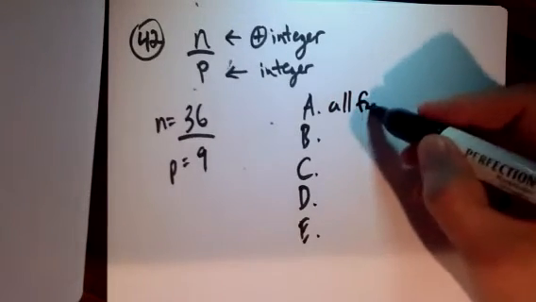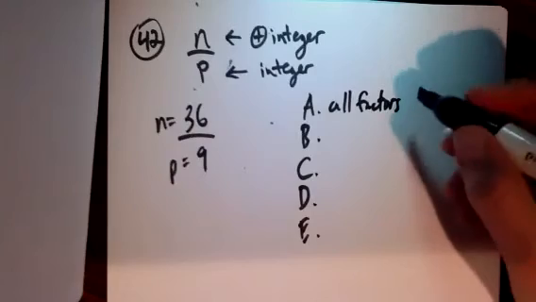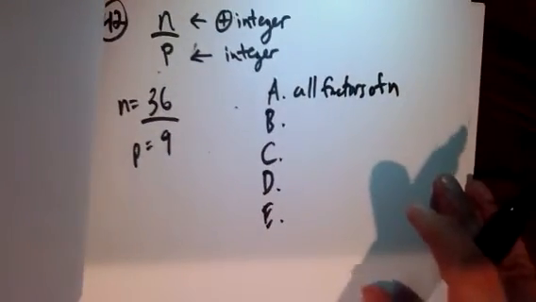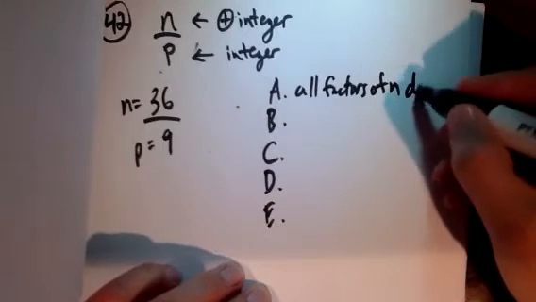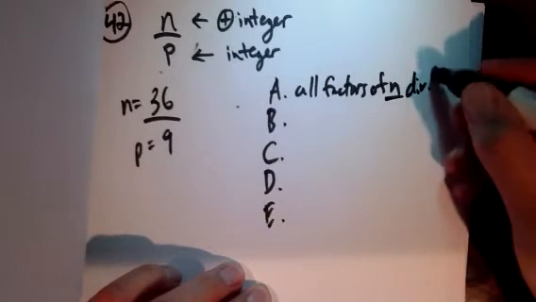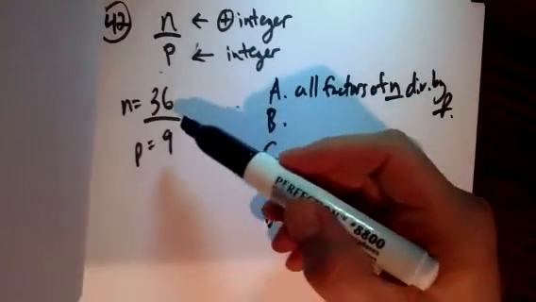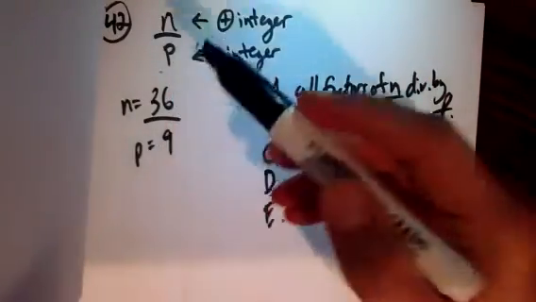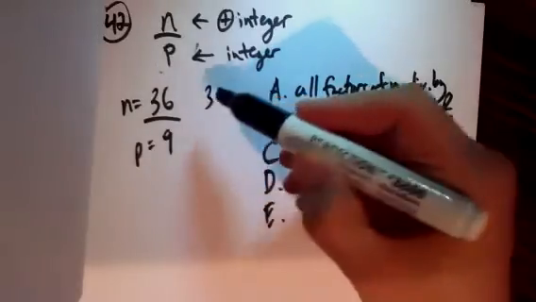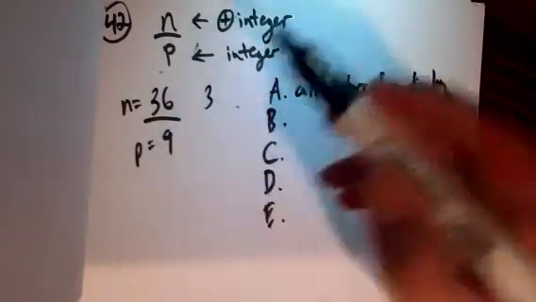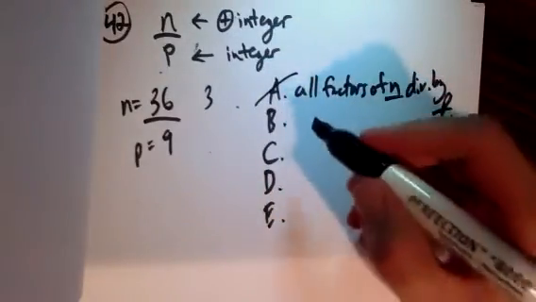All factors of n divisible by p. So let's see. All factors of n. What are some factors of n? Let's say 3. 3 is a factor of n. Is that divisible by 9? No, 3 is not divisible by 9, so that's out.